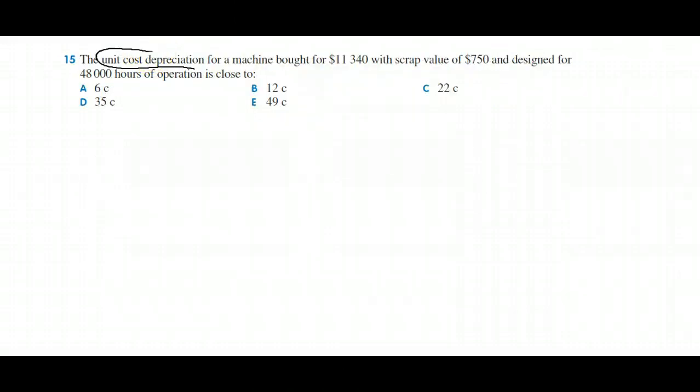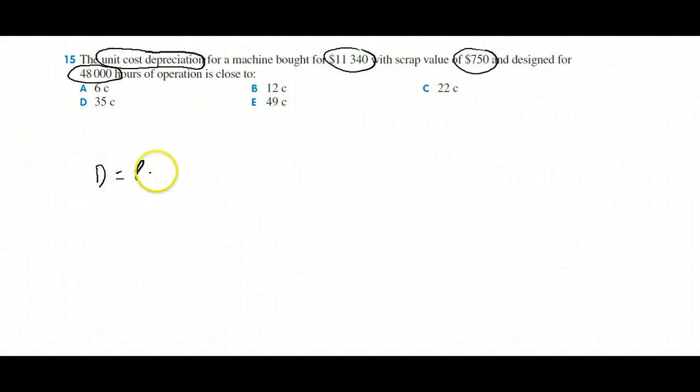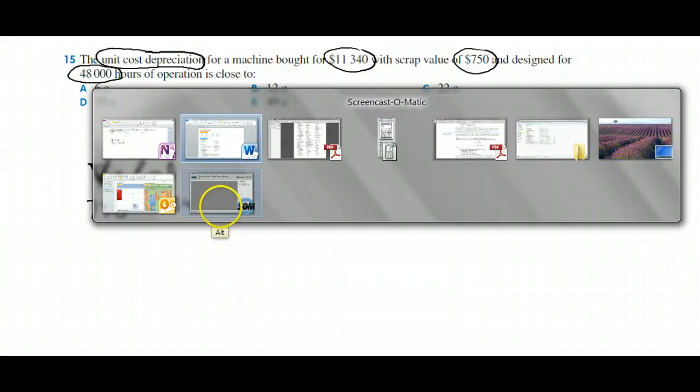Okay, in this question we've got unit cost depreciation, which we know is a little bit different to other forms of depreciation. And that's for a machine that costs this much with a scrap value of $750, and it's designed for this many hours of operation. So the depreciation that's occurred, depreciation equals the purchase price minus the current value, equals the purchase price minus the depreciation. So the current value was $750, the purchase price was $11,340, and we can use this equation to work out what D must have been.